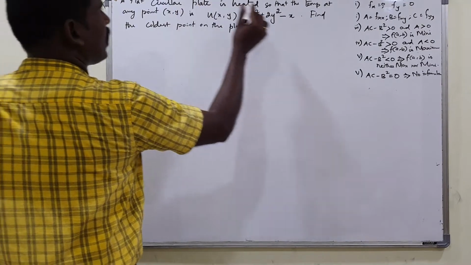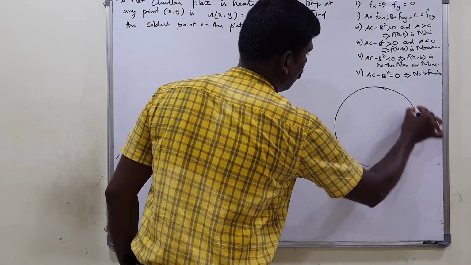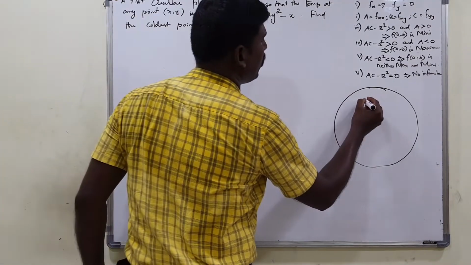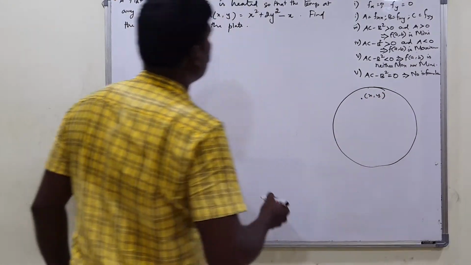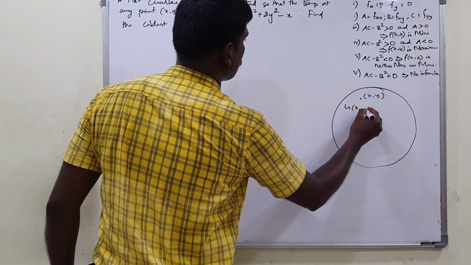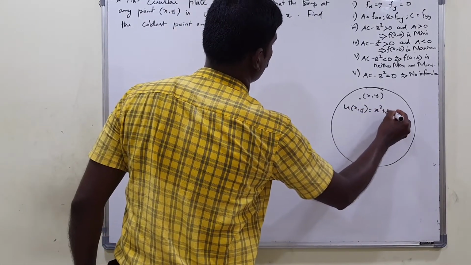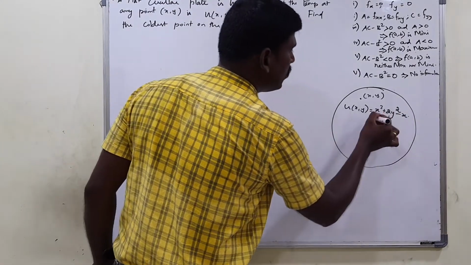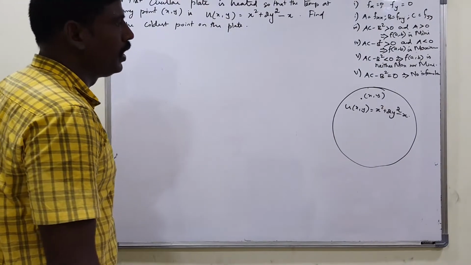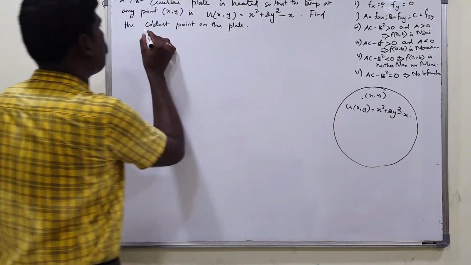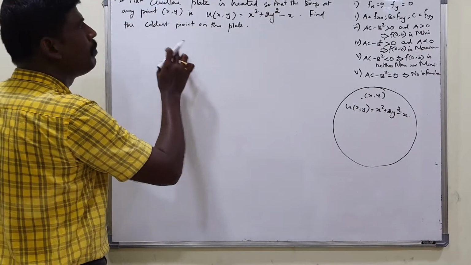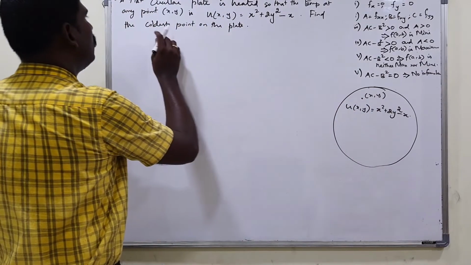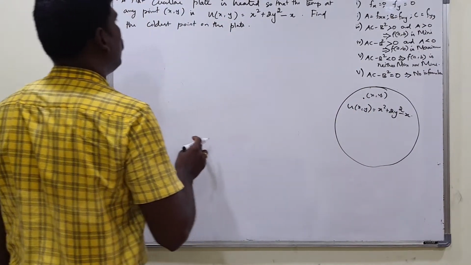Okay. A flat circular plate is heated so that the temperature at any point x comma y is given by u of x comma y is equal to what? X square plus 2 y square minus x is given. We need to find out the coldest point on the circular plate. That means minimum point. Coldest point means cooling point, right? So minimum temperature, we want to find out the point at which the temperature is minimum. Okay, right?